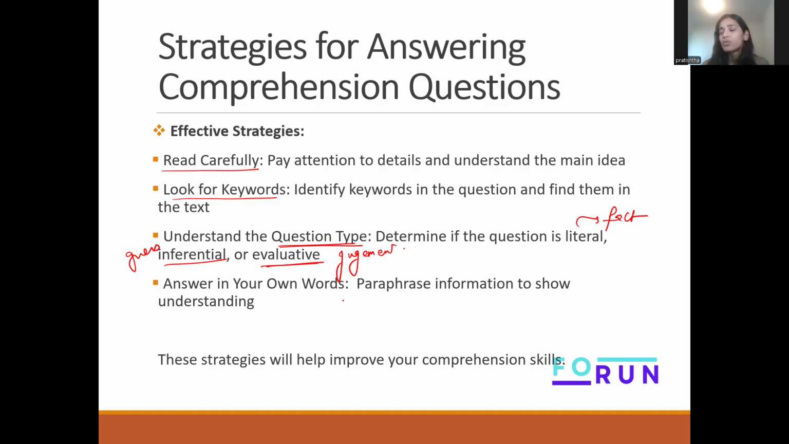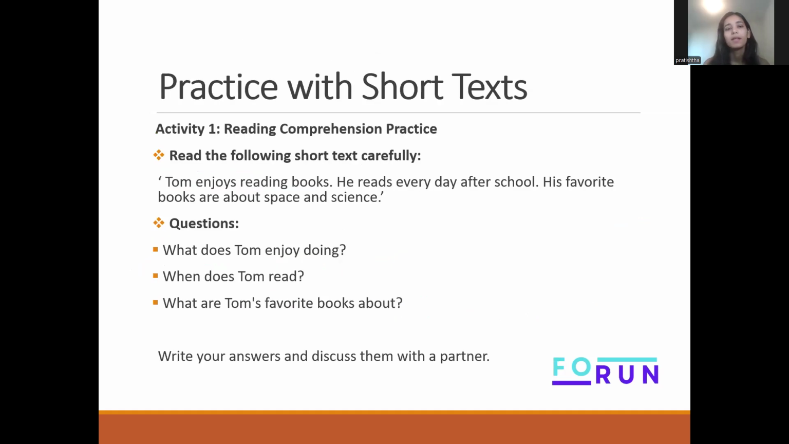And then you need to answer in your own words. If it is a writing type question, you need to answer in paraphrase. Paraphrase means that you need to not use the language in the text. You have to frame your own sentences, right? And these strategies are going to help you with writing better answers. So you need to practice with short text.